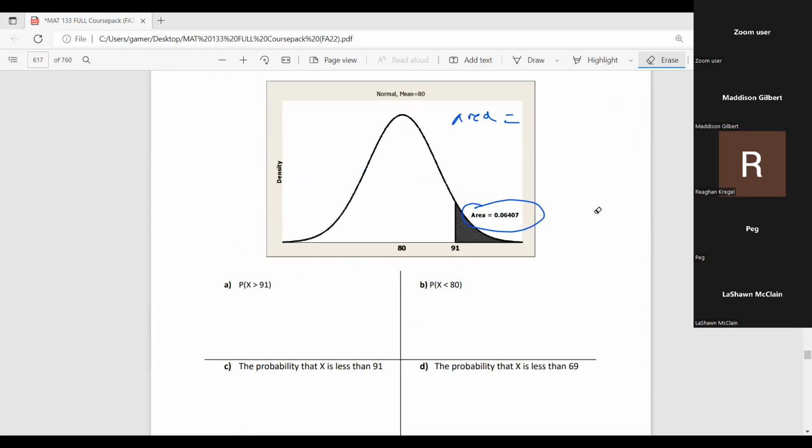Okay, so a key concept you need to recognize is that the area under the curve is a probability. So when I ask what's the probability of randomly selecting a value that's greater than 91, I'm really asking how much area is there under the curve? That's 0.06407. So, Reagan, your answer, 1 minus that, is the answer to C.